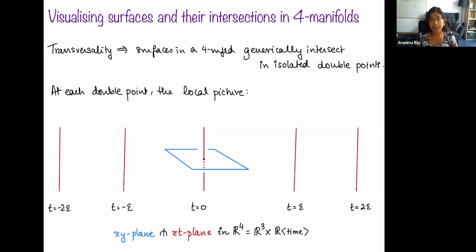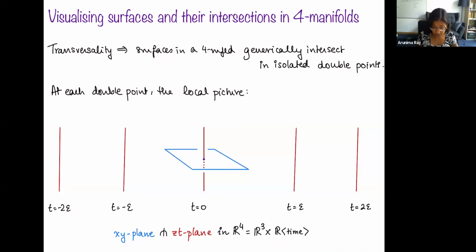As a model intersection of surfaces in a four manifold, let's consider the model four manifold, namely R4. I want to think about R4 as the product of R3 with a time coordinate. And I'm going to picture for you the intersection between the XY and the ZT planes at the origin in R4. Because of this decomposition, I can think of R4 as a sequence of R3 slices, one per time coordinate. Here's a few of them drawn out for you.